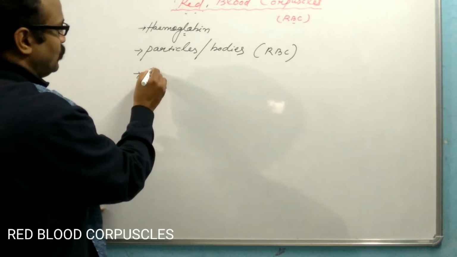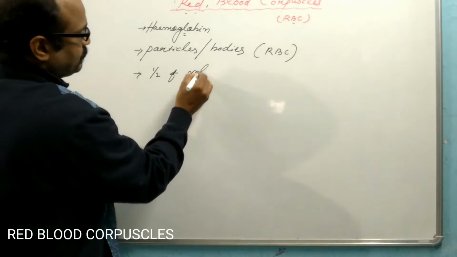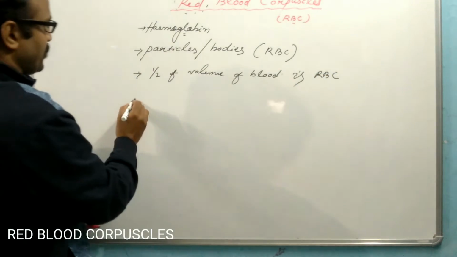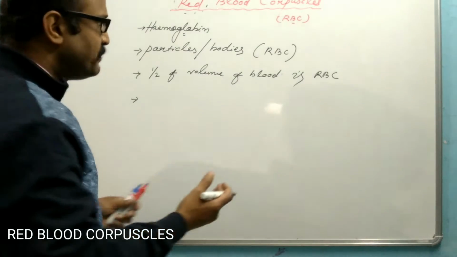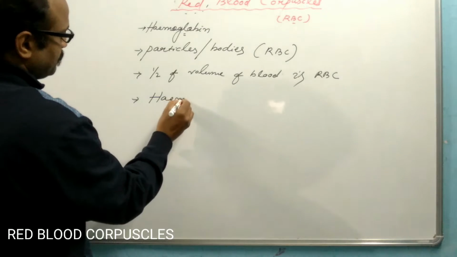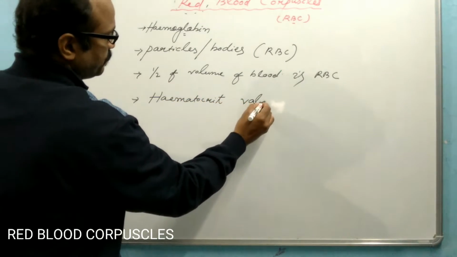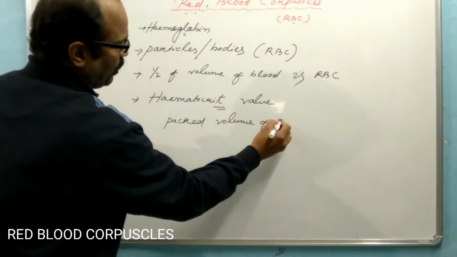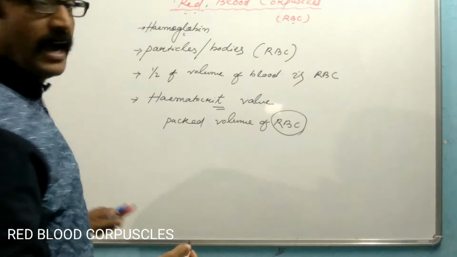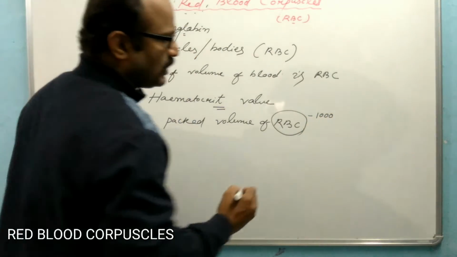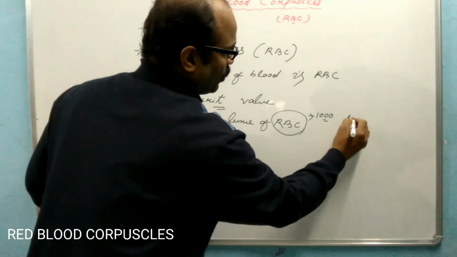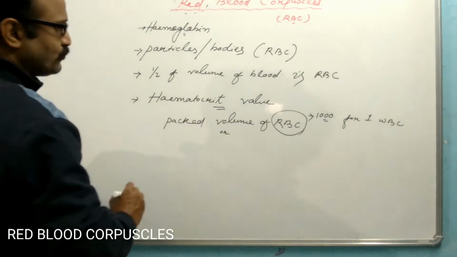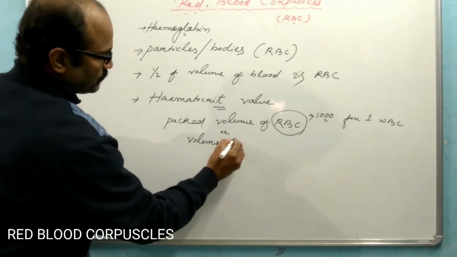Half of the volume of blood is RBC, and such red blood corpuscles are estimated by the hematocrit value. This is also known as the packed volume of RBC. It is estimated that 1000 RBC are present for 1 WBC, and such packed volume of RBC is also known as volume percentage.